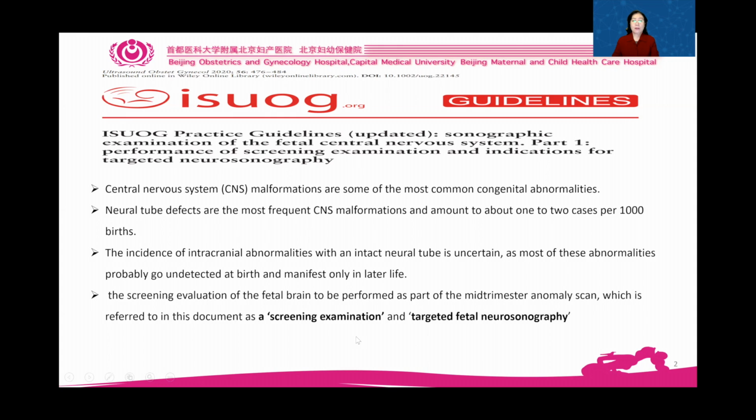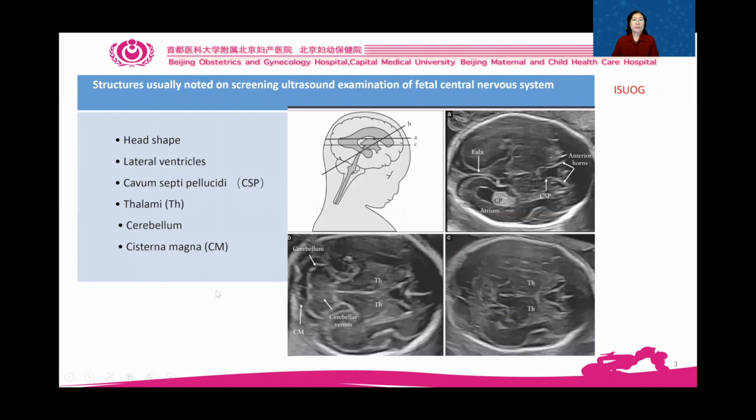So the screening evaluation of the fetal brain is to be performed as part of the mid-trimester anomaly scan, which is referred to in this document as the screening examination. So how do we do the screening examination for normal and abnormal? Structures usually noted on screening ultrasound examination include head shape, lateral ventricles, cavum septi pellucidi, cerebellum, cisterna magna, and so on. Usually we use 3 important planes.